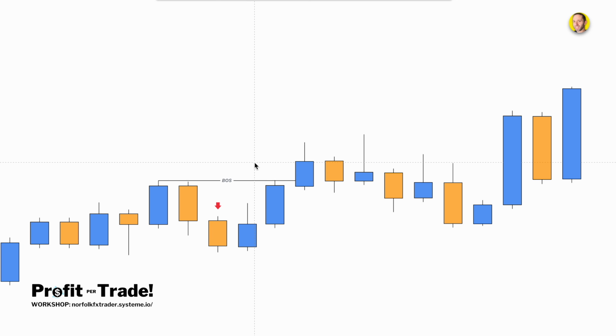Now again, if you're not sure when it comes to a valid break of structure, there is a video in the channel. I'll leave it linked above if you want to watch that later as well. It helps you understand the valid break of structure.